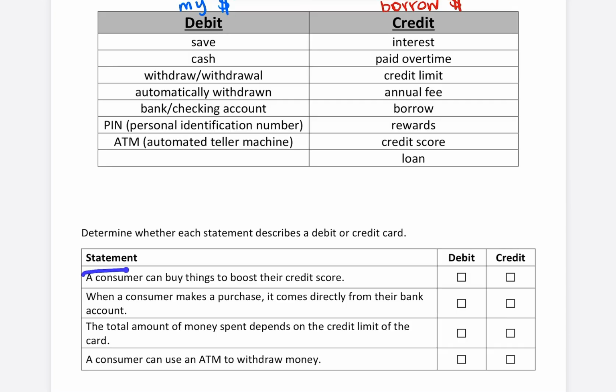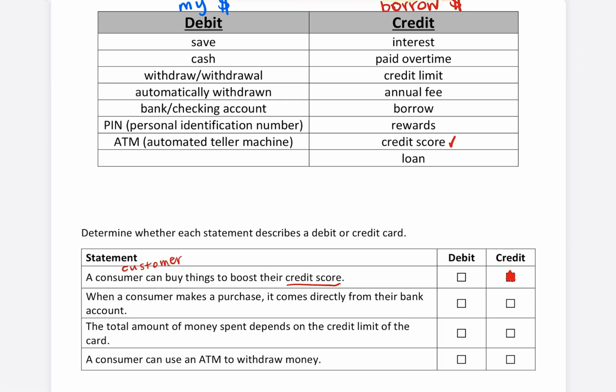So we are going to read right here. We need to decide whether each statement goes to debit or credit. So this first problem, a consumer, okay? A consumer is just a customer. They kind of sound the same. A consumer is a customer. It's somebody who buys something. So a consumer can buy things that boost their credit score. Okay, and obviously if it says credit score, it's also up here. That would be credit. So you can shade that box in right there.